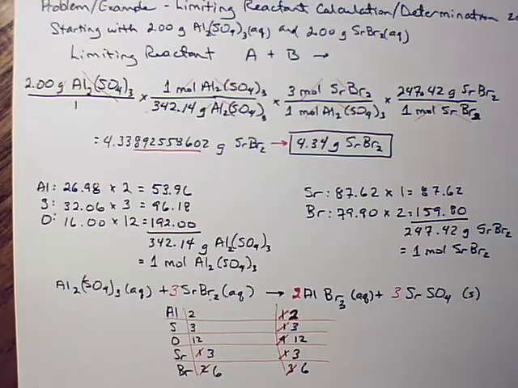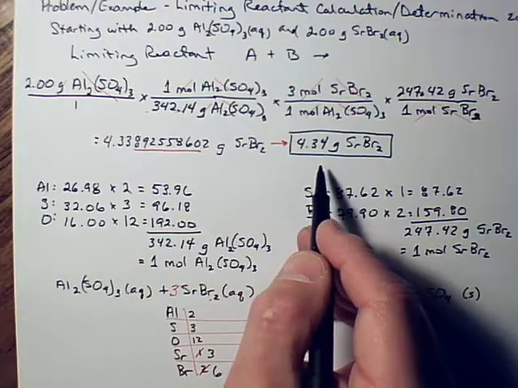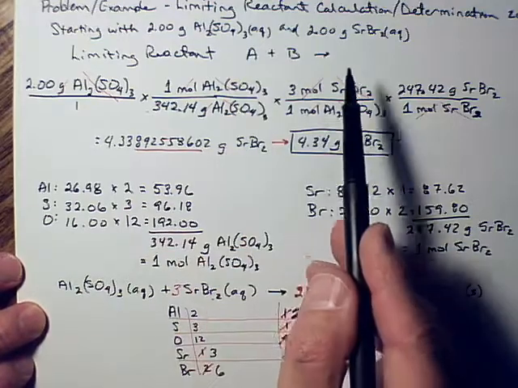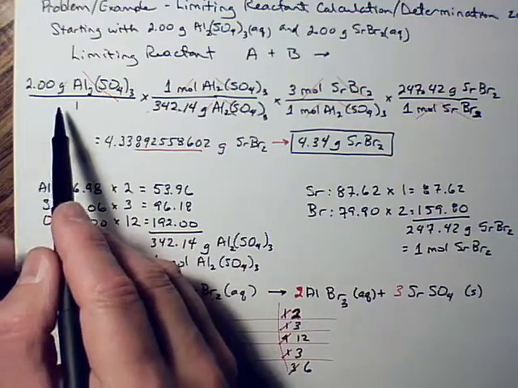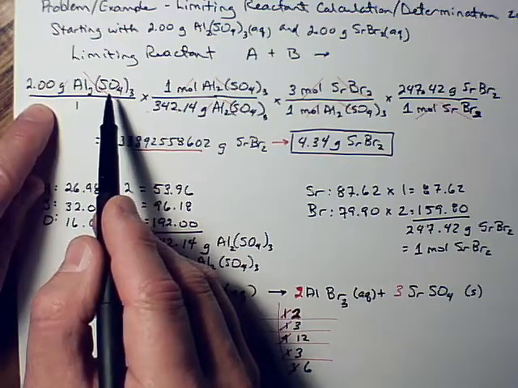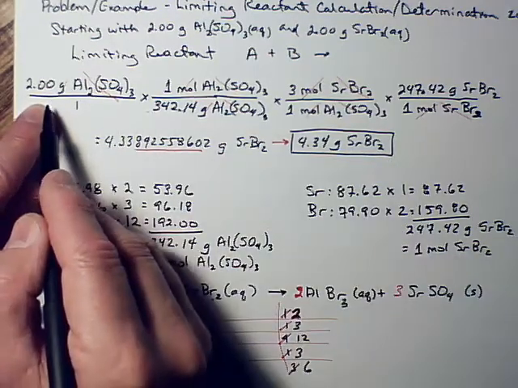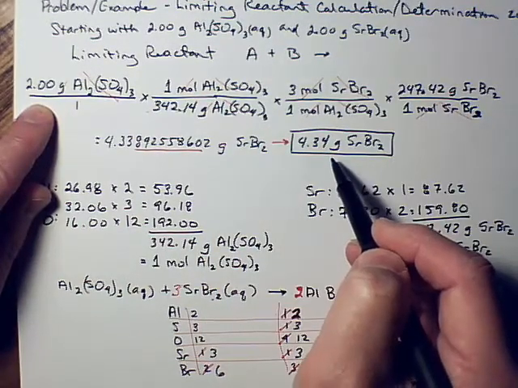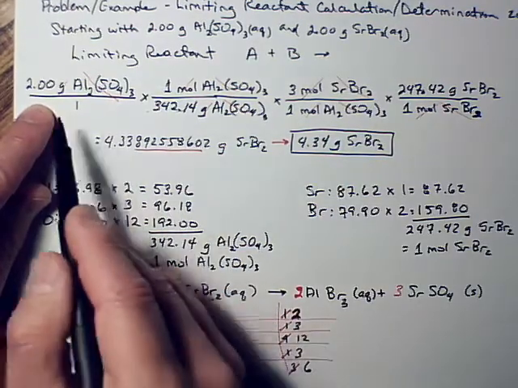Now, this is not the end of the problem because this doesn't tell us what the limiting reactant is, and that was the question. But this is going to help us to figure it out. So the problem says we started with 2 grams of aluminum sulfate and 2 grams of strontium bromide. What this calculation tells me is if I have 2 grams of aluminum sulfate, I must have 4.34 grams of strontium bromide to completely react with it. I don't have that much. So, like our flour, strontium bromide runs out before I can use up all of the aluminum sulfate.